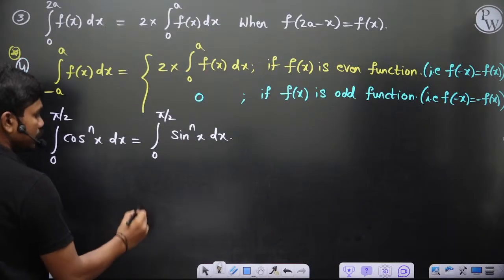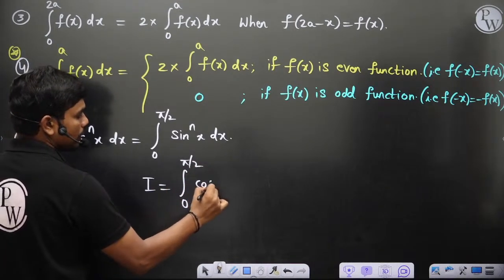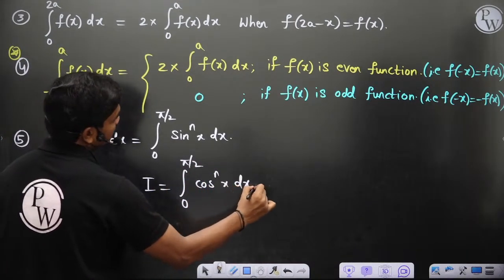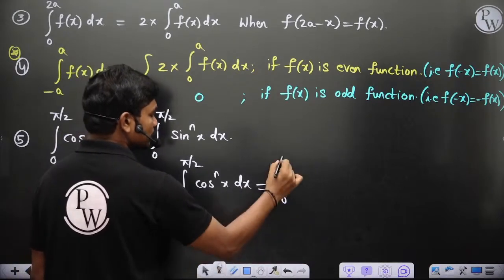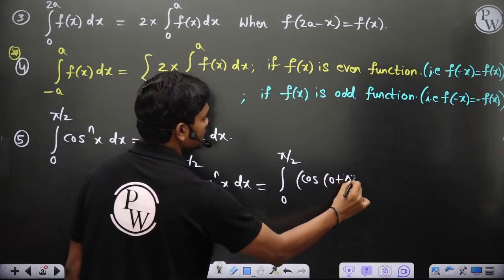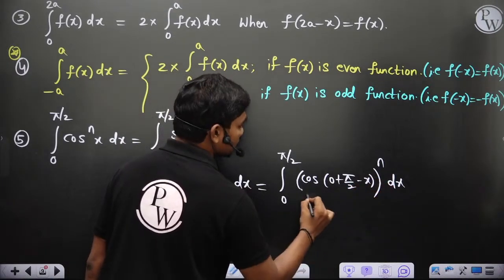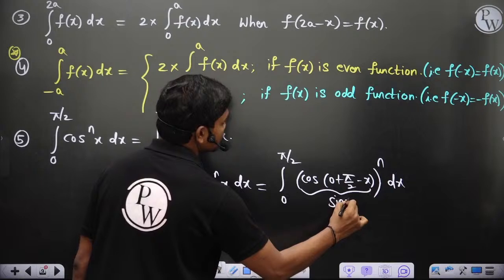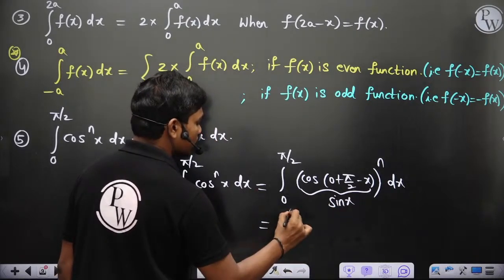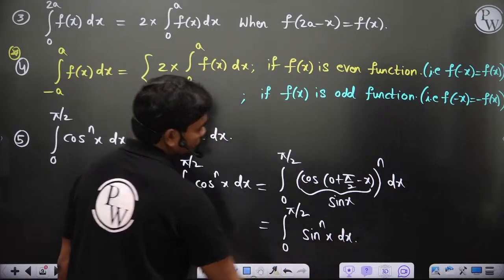Like you can see, if I take I equal to the integral 0 to pi by 2 of cos power n x dx, then I can write it as the integral 0 to pi by 2 of cos of (pi by 2 minus x) whole power n dx. And ultimately, since cos of pi by 2 minus x is sin x, you have the integral 0 to pi by 2 of sine power n x dx. So that's what you would get.